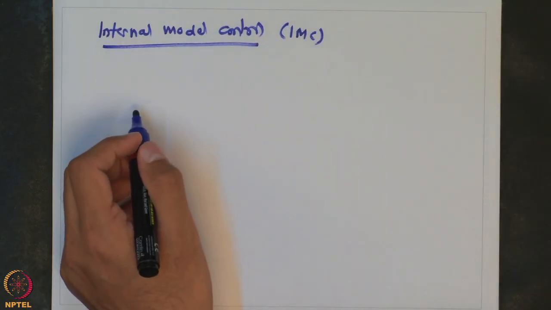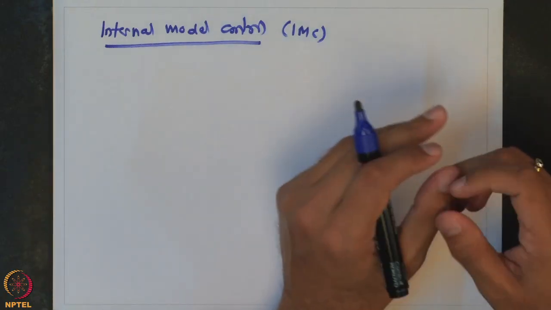So, what we do in IMC, the principle or the motivation is that because of lack of feedback, your open loop control is not able to work in the case of plant model mismatch. So, you introduce feedback into the system.